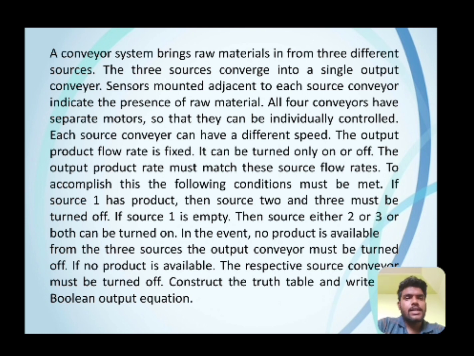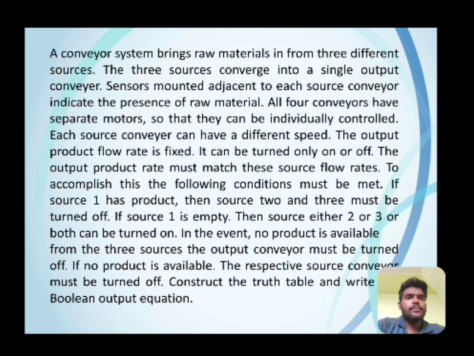If source 1 has a product, then sources 2 and 3 must be turned off. If source 1 is empty, either source 2 or 3 or both can be turned on. In the event no product is available from these three sources, the output conveyor must be turned off. If no product is available, the respective source conveyor must be turned off. Construct a truth table and write the Boolean output equation.